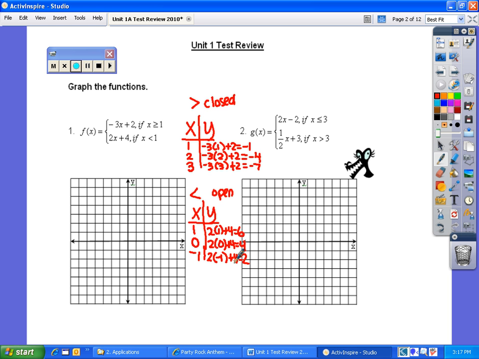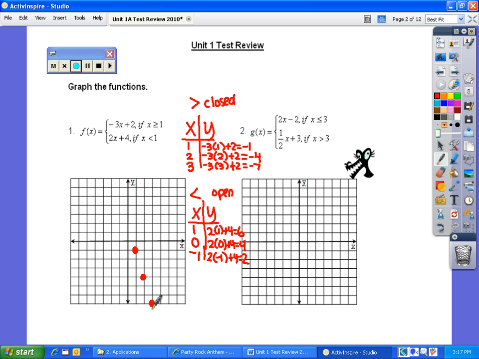Now to graph. First one, the closed one, we're going to go to 1, negative 1, and make a closed circle. Then we're going to go to 2, negative 4, and still make it closed. And then go to 3, negative 7, and still make it closed.